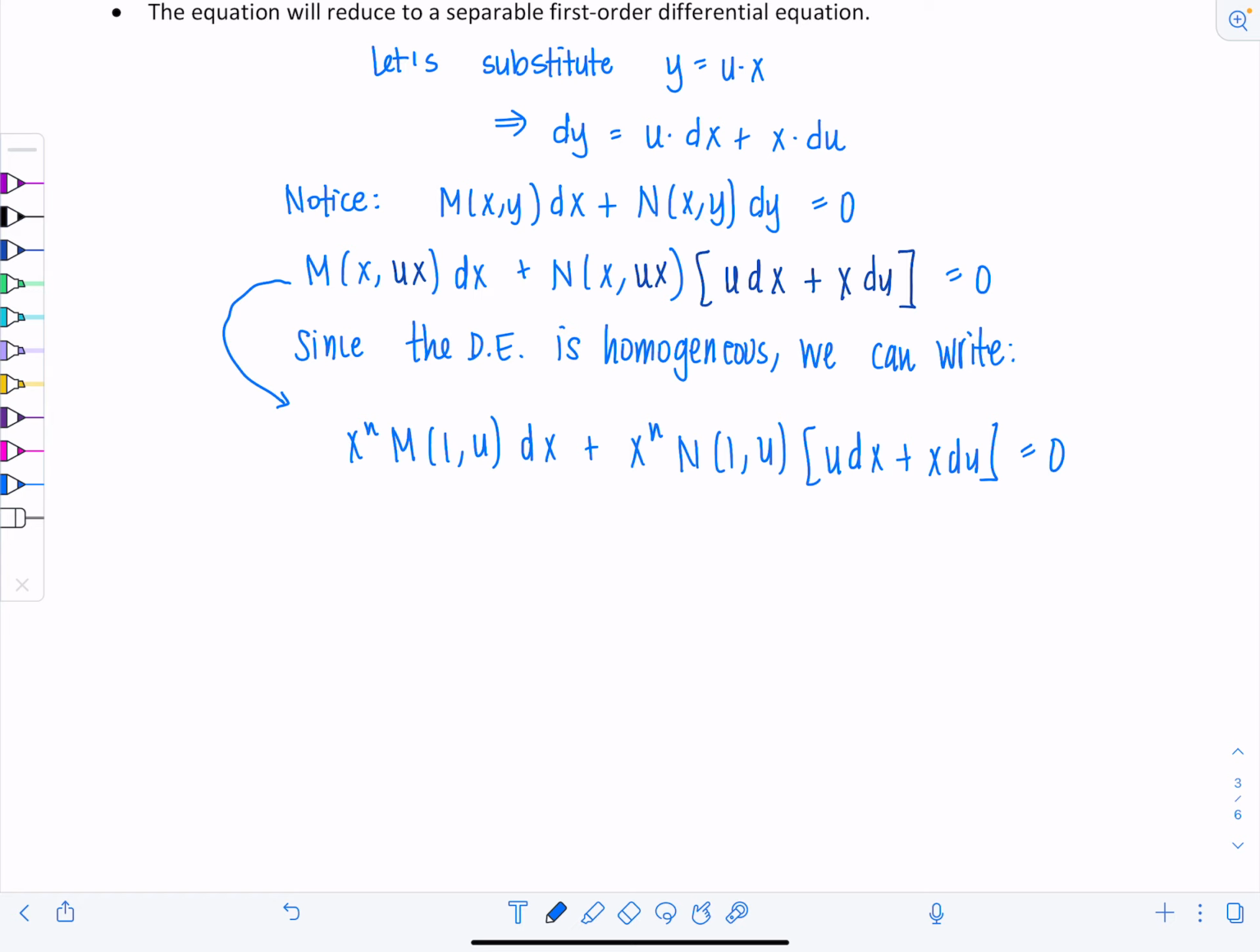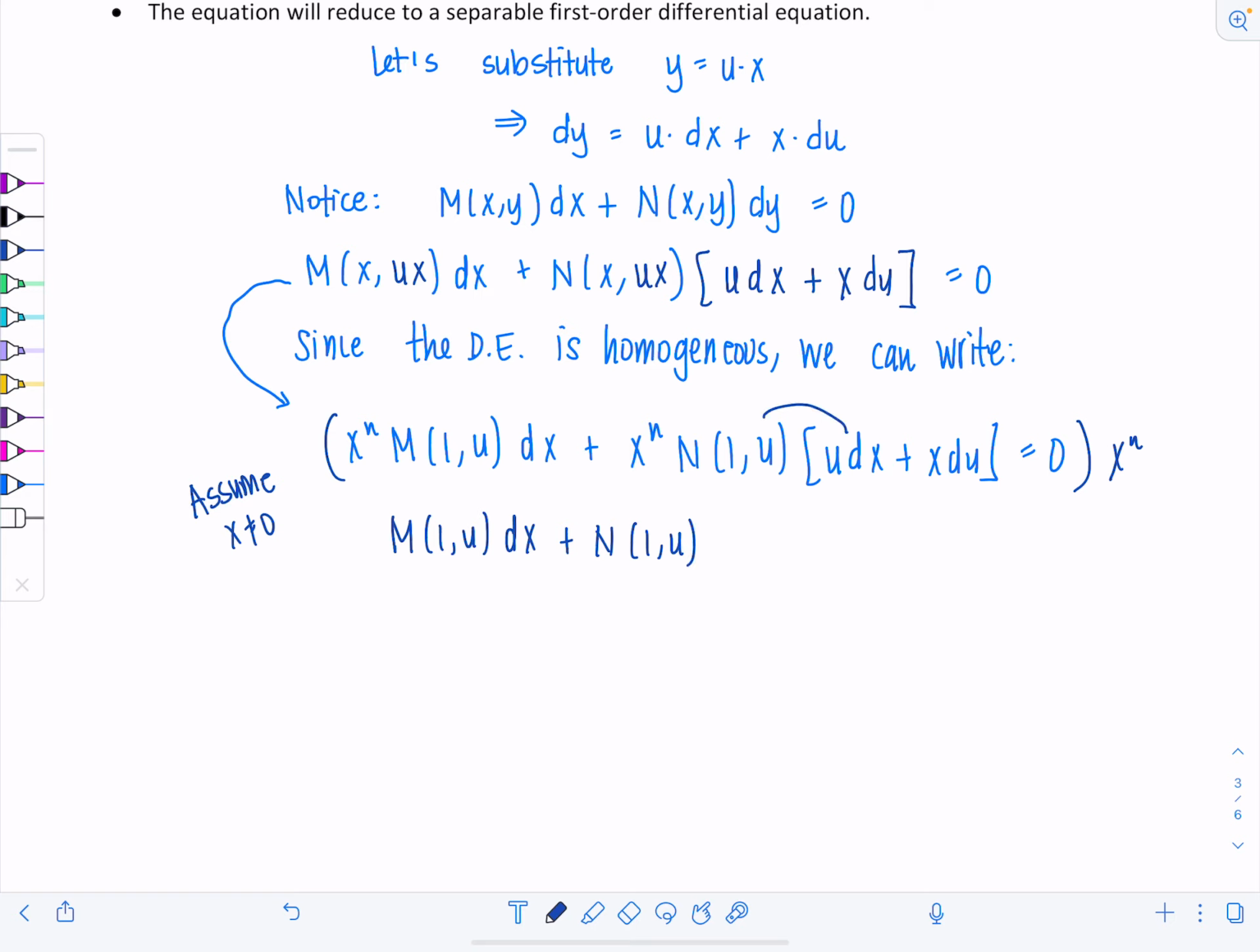What do I do from here? Well, I'm going to divide by x to the n. Now be careful. Anytime you're dividing by a variable, you have to assume that the variable does not equal 0 and then consider the case if it were to afterward. So for now, we'll talk about that in a second. I'm just going to assume x does not equal 0, all right? And then divide this differential equation by x to the n. And then now I'm just left with m of 1 comma u dx plus n of 1 comma u.